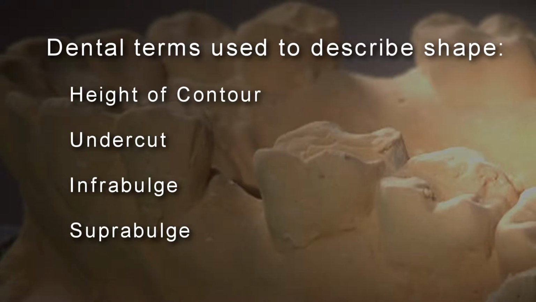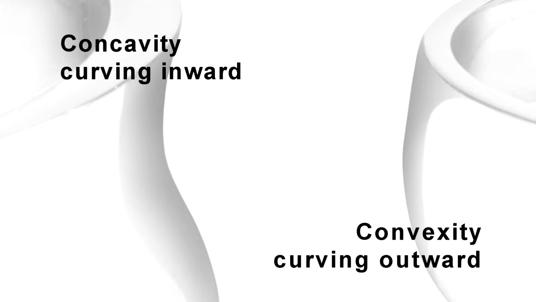Dental terms used to describe an object's shape include height of contour, undercut, infrabulge, suprabulge. As these dental terms are explained, it can help to remember the definitions of concavity, meaning curving in or hollowed inward, and convexity, meaning curving or bulging outward.